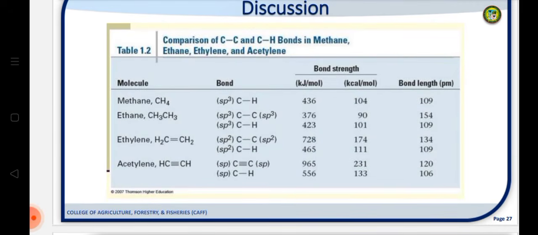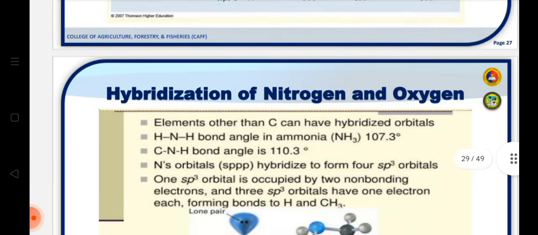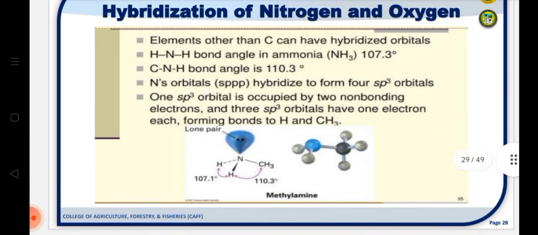Okay, we have here a comparison of carbon-carbon and carbon-hydrogen bonds in methane, ethane, ethylene, and acetylene. So, dili na nako sa usahon ha, kamo nalay basa ana. Okay, so we have here the bonds given, and then their bond strength and bond length. So, just familiarize those terms.